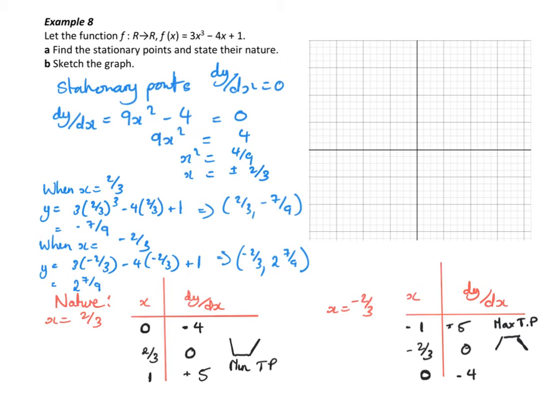So we have a minimum turning point at 2/3 and -7/9, and we have a maximum turning point at -2/3 and 2 7/9. So we've found our stationary points. We know that one is a maximum, one is a minimum, and we've answered the first part of the question by finding them and stating their nature.